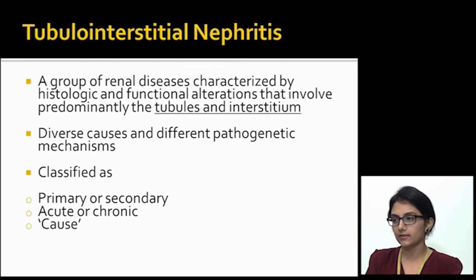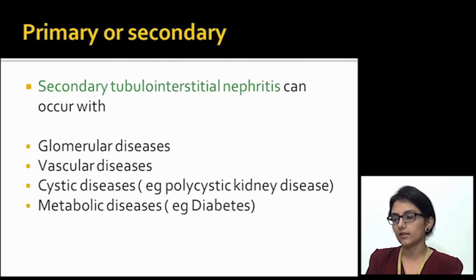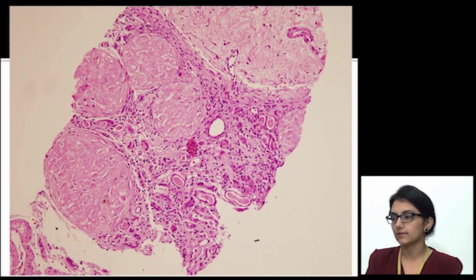And how would we define this? It's a group of renal diseases characterized by both histologic and functional alterations that involve the tubules and interstitium. We can classify them in various ways, as primary or secondary, acute or chronic, or based on the cause. So let's look at it in terms of primary or secondary. Secondary TIN can occur secondary to diseases of other compartments of the kidney. So it could be secondary to a glomerular disease or a vascular disease or a cystic disease of the kidney or metabolic diseases like diabetes.